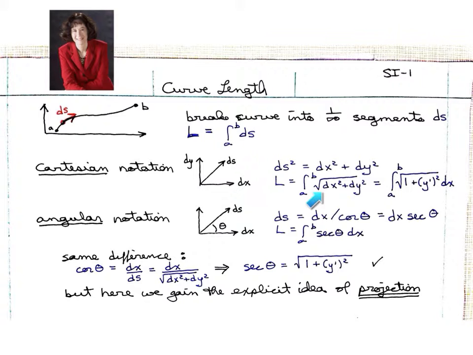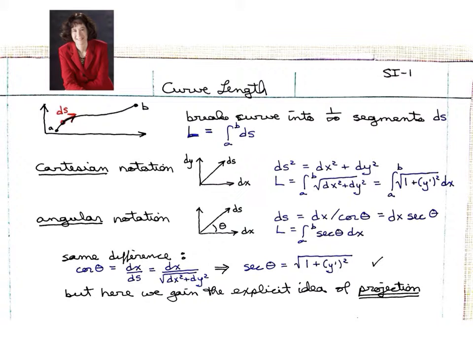But that looks silly. We should pull out a factor, say, of dx to have an explicit variable that we are integrating over in our one-dimensional integral. That leaves behind a square root of 1 plus (dy/dx) squared. And that's an integral we can do.